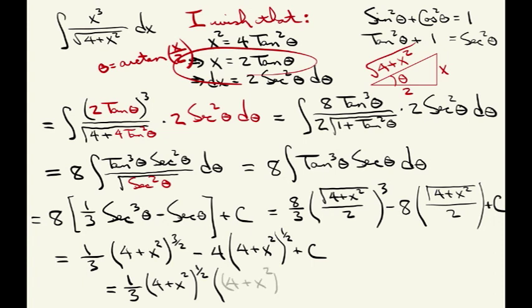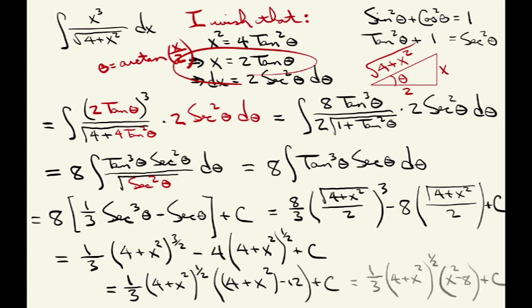Doing so leaves 4 plus x squared to the 2/2, that is, 4 plus x squared, from the first term, and 4 divided by 1/3, which is equal to 12, from the second term. Therefore, our final answer is 1/3 times the quantity 4 plus x squared to the 1/2 times the quantity x squared minus 8 plus c.